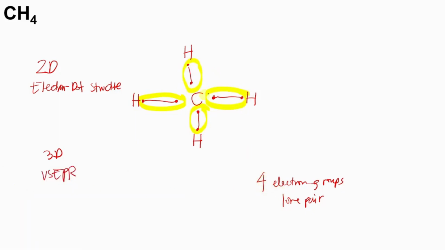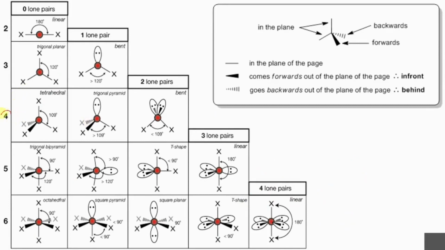Then in this case, we don't have any lone pair. That's 0 lone pair. Then for this, check the table. In this case, we have 4 electron groups, then we have 0 lone pair. The shape for this molecule is tetrahedral.